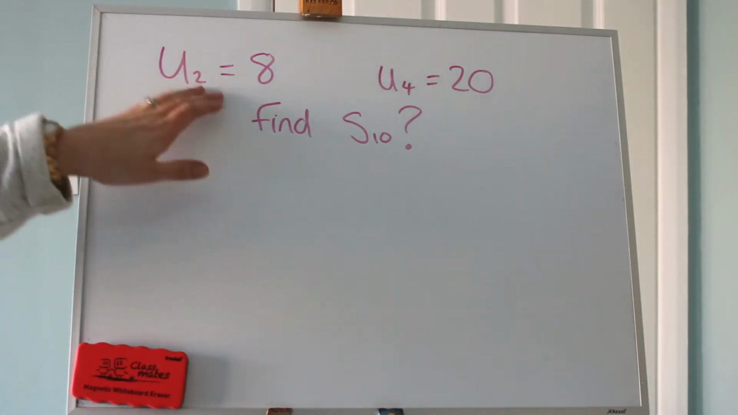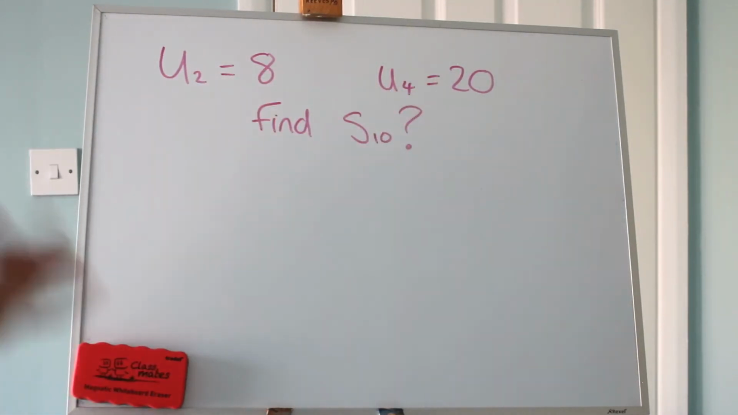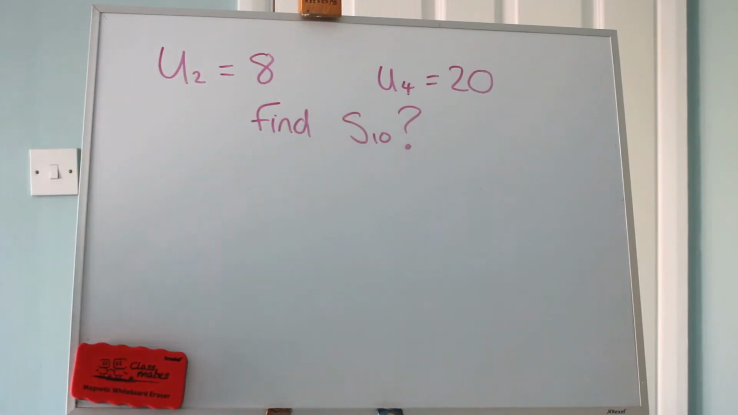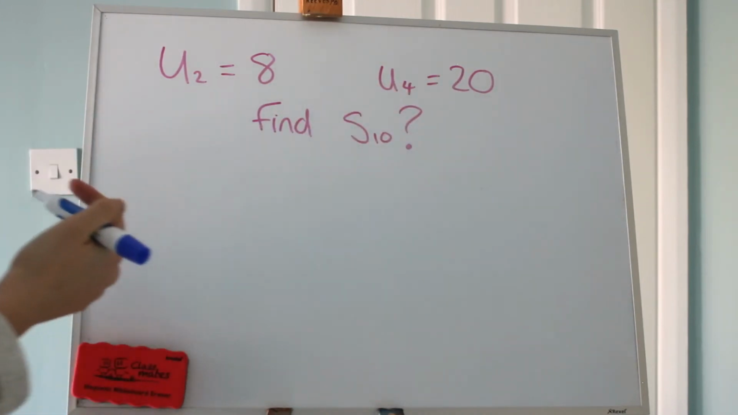We were told that the second term of a sequence is 8, the fourth term is 20, and we're asked to find the sum of the first 10 terms. So we've got our expressions for the general term and sum, and we can use them to solve this question. Straight away we can set up equations with these pieces of information.